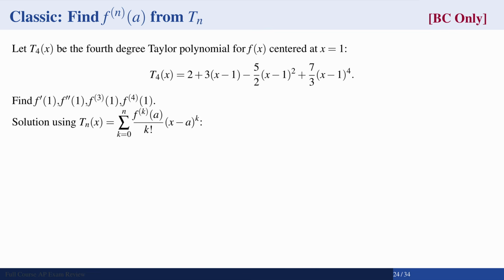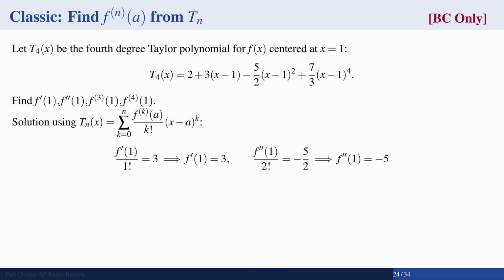So we know that the nth derivative over n factorial is the coefficient of (x minus a) to the n. We just take advantage of that. So if we're looking for f prime, we find the (x minus 1) to the first term. Its coefficient is 3. So f prime of 1 over 1 factorial is 3. f prime of 1 is 3. We can keep doing this.